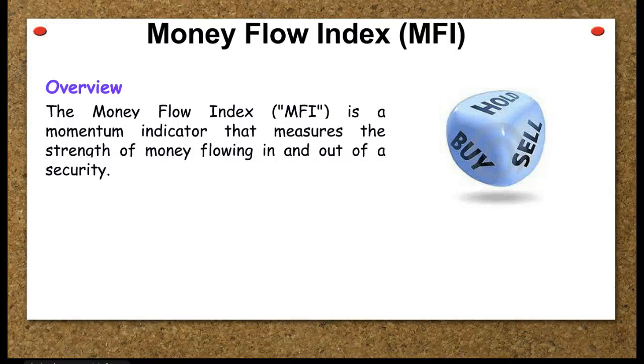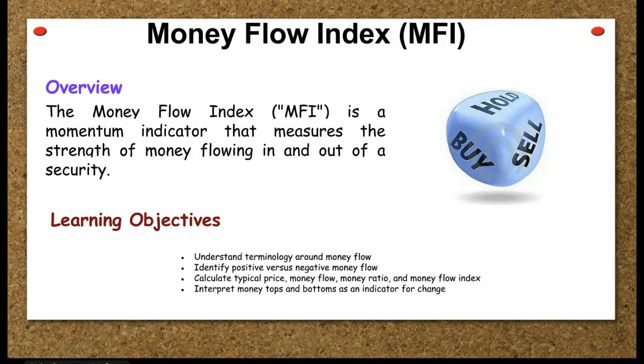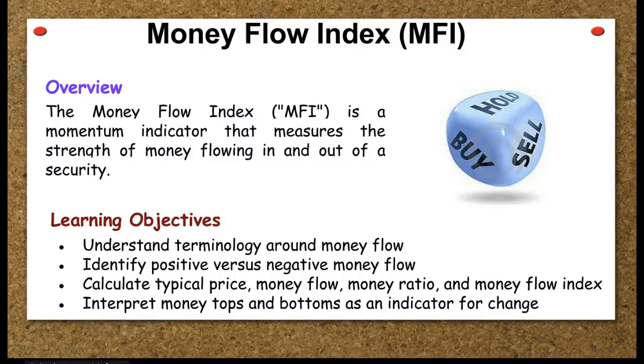The money flow index is a momentum indicator that measures the strength of money flowing in and out of a security. Our learning objectives today are to understand terminology surrounding money flow, be able to identify the positive versus negative money flows, and then to calculate typical price, money flow, money ratio, and money flow index. And we'll learn how to do that in a series of steps. We also want to interpret money tops and bottoms as an indicator for change.